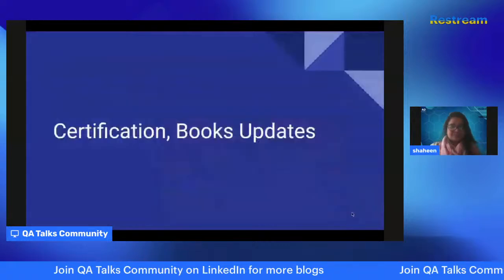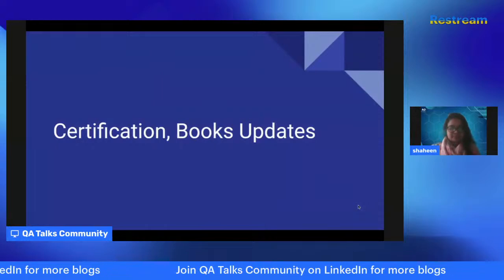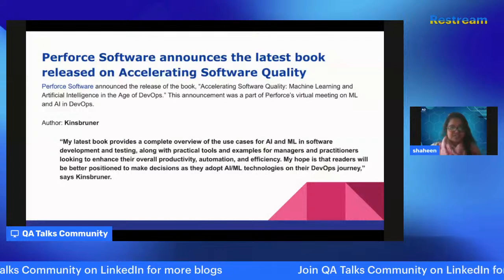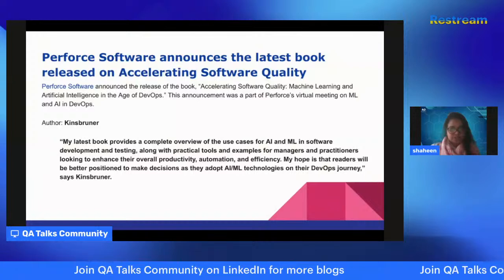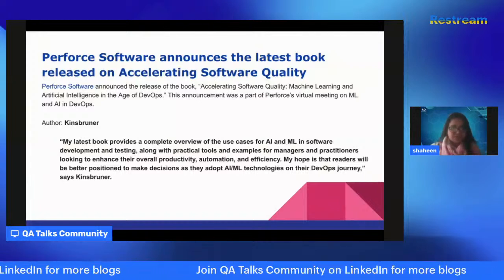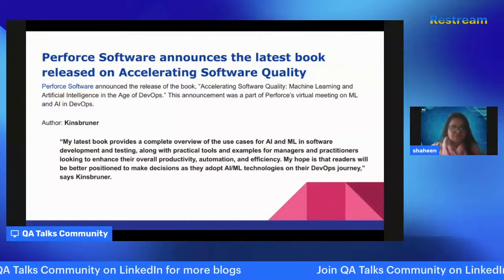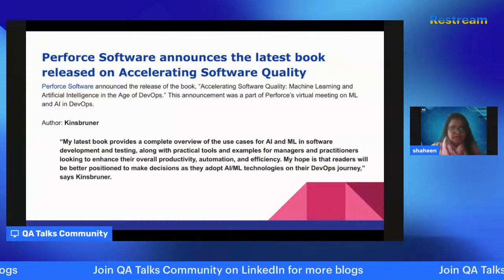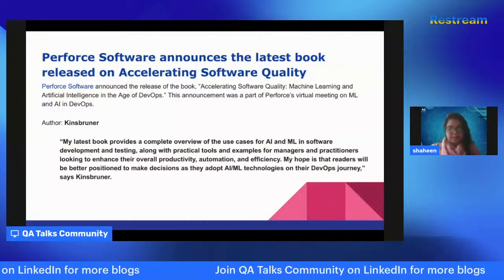Moving on to our next segment, certification books update. Perforce Software announces the latest book release on accelerating software quality. Perforce Software announces the release of Accelerating Software Quality: Machine Learning and Artificial Intelligence in the Age of DevOps. The announcement was a part of the Perforce virtual meeting on ML and AI in DevOps. The author is Kinsberger.